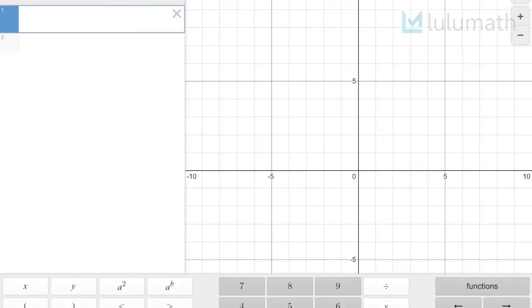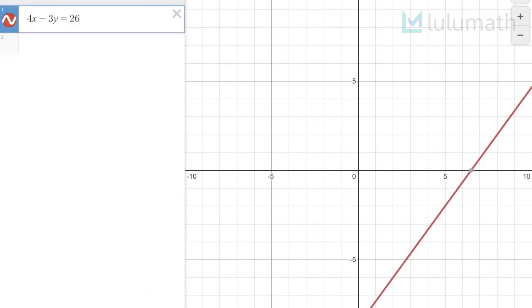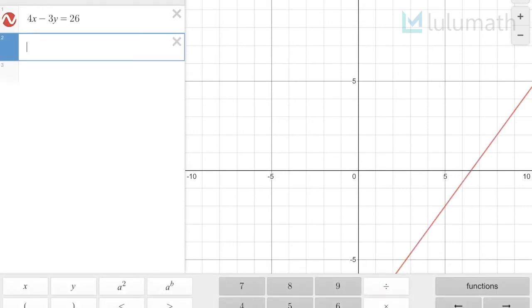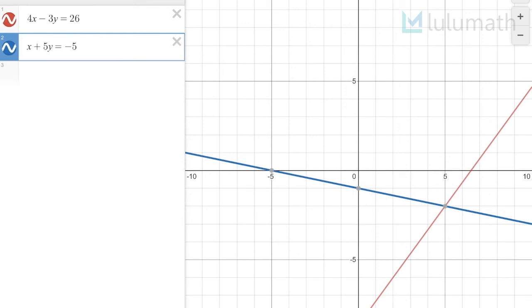Now I'm going to use Desmos to verify that my answer is correct. So our first equation in our system was 4x minus 3y equals 26. And if you notice on this red line right here, we have infinite points that make up my line. Okay, so if you look, I can drag a point along the line and we've got infinite points that make up my line. And then I'm going to put my second equation in, so x plus 5y equals negative 5, okay? Again, my blue line also has infinite points on the line. However, I have one point that satisfies both equations at the exact same time, and that point is 5, negative 2.